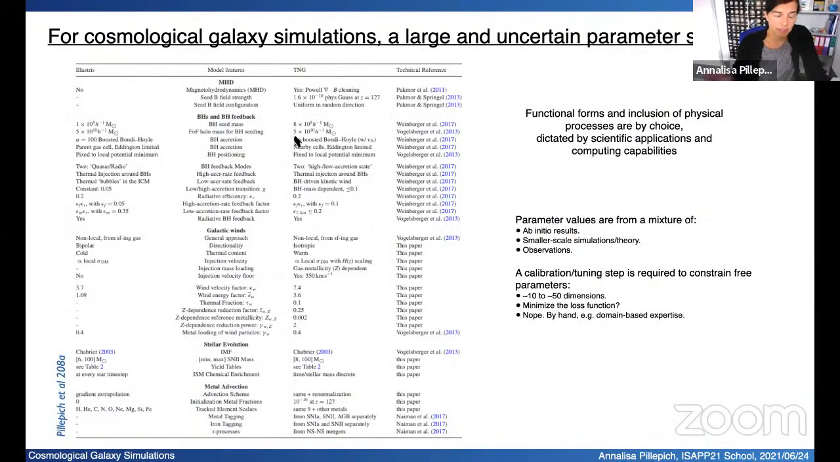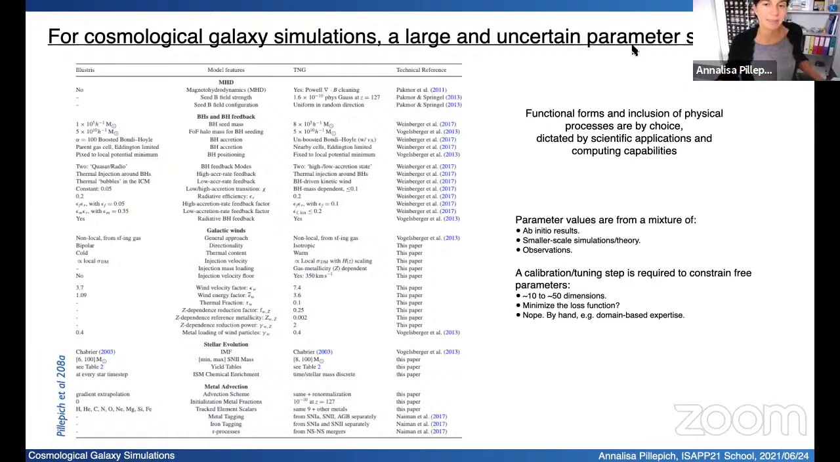And so, as you might have understood, differently than gravity-only simulations, galaxy simulations are affected by a large and uncertain parameter space. So the functional forms and the inclusion of physical processes are by choice. They are dictated by the scientific applications and by the computing capabilities and the capability of writing the code. And once you choose the processes, you still have a number of choices to make on how to practically implement them into the code. So these are parameter values.